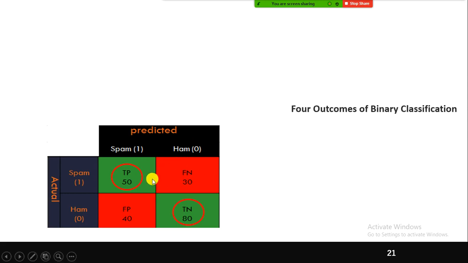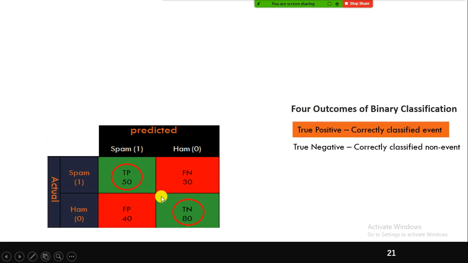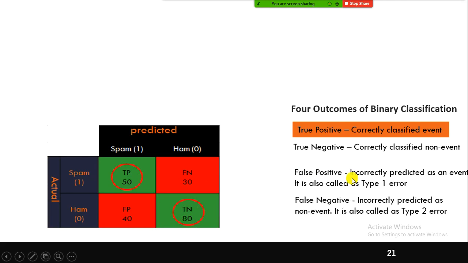There are four outcomes of binary classification. One is true positive, other one is true negative, false positive, and false negative. Incorrectly predicted as an event. I call the positive as event. Interchangeably, I say positive, sometimes I say event, sometimes I say negative, and I say non-event. Don't get confused. So here, with spam, our whole objective is to find out the spam emails. How many spam emails are we able to predict? My algorithm was able to predict correctly.